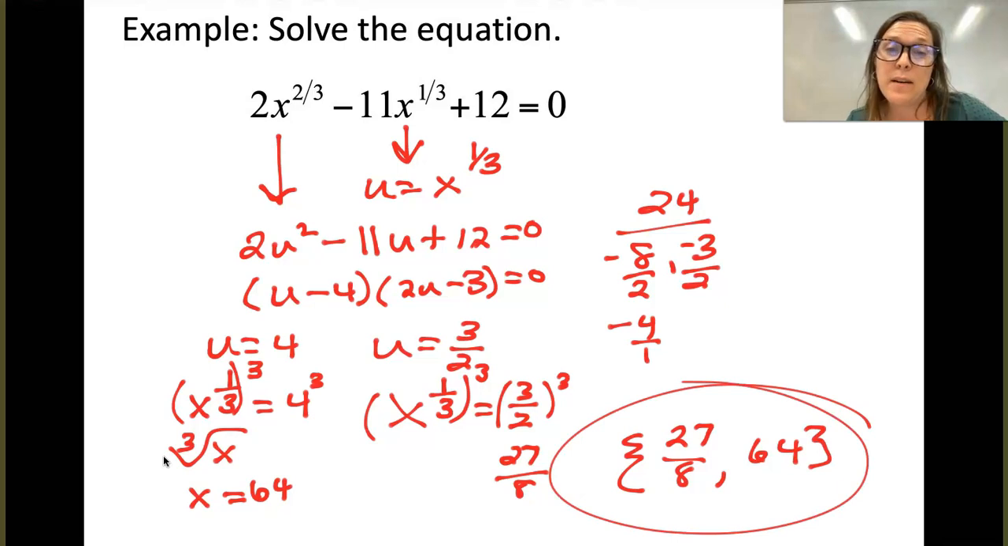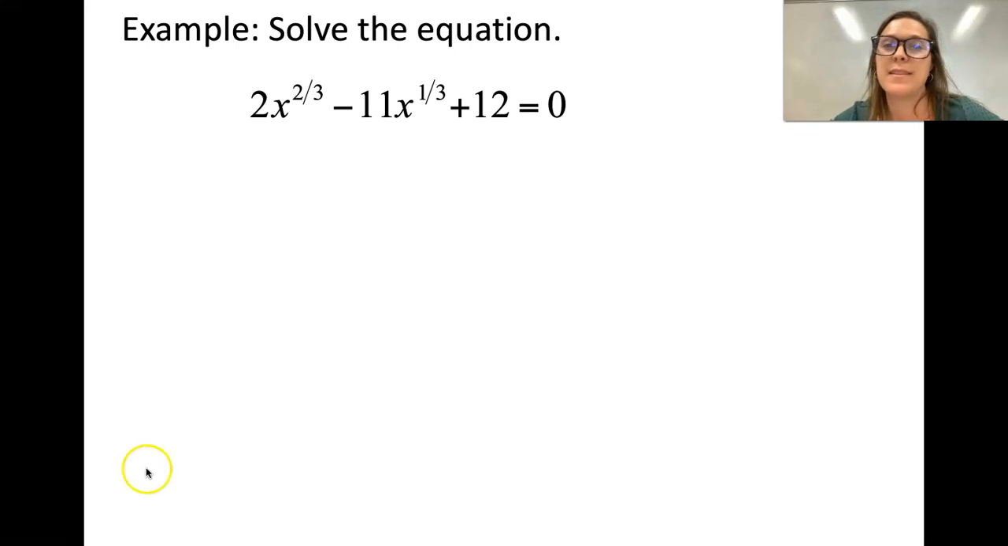Okay, getting a little bit complicated, aren't we? Yes, we are, but it's good for you. Embrace it. That concludes your notes.